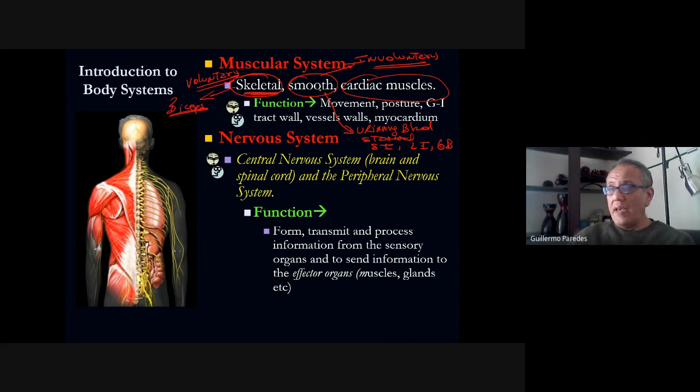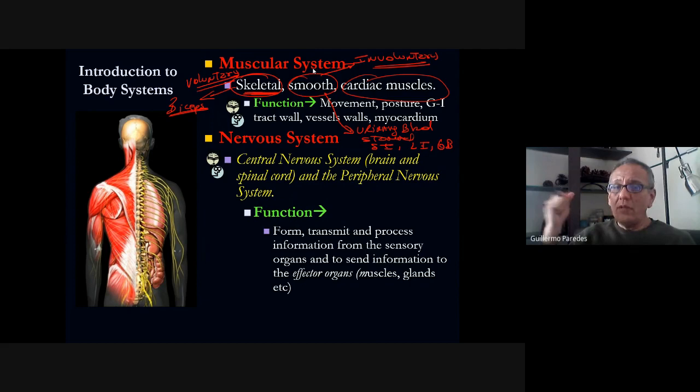Can you move your gallbladder? You have a gallbladder, right? Can you move your gallbladder like a bell, like this? You cannot, right? So that is a smooth muscle, an involuntary muscle. A skeletal muscle is the voluntary muscle, the smooth muscle, the involuntary.